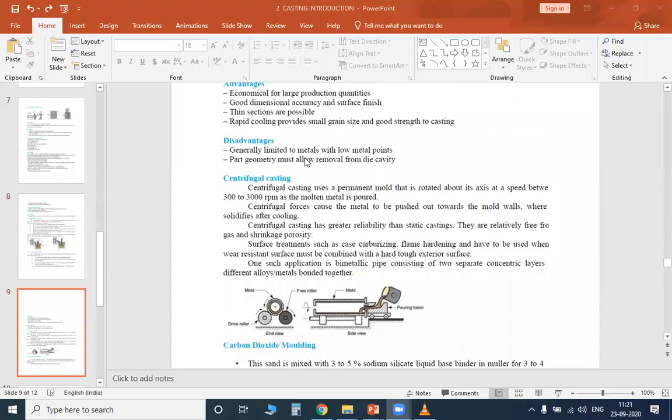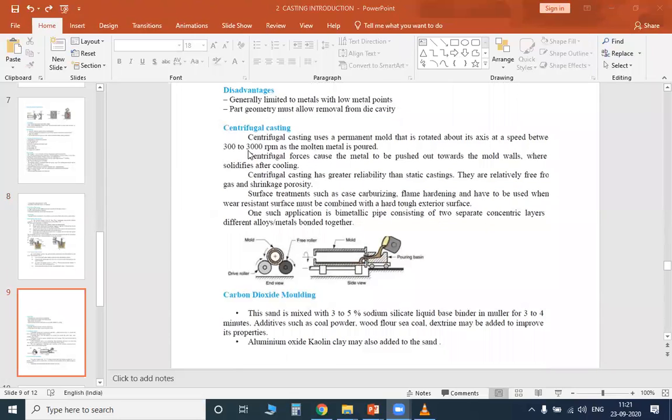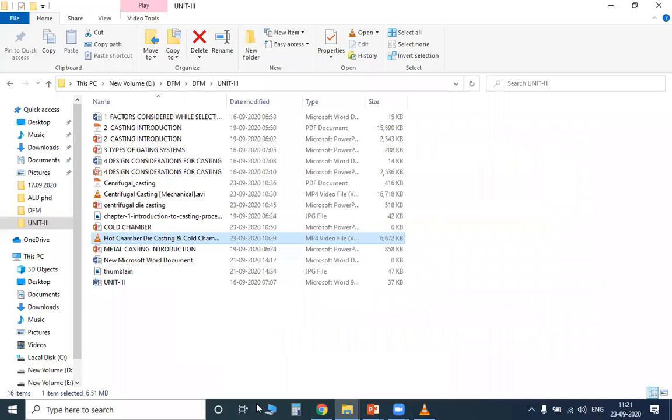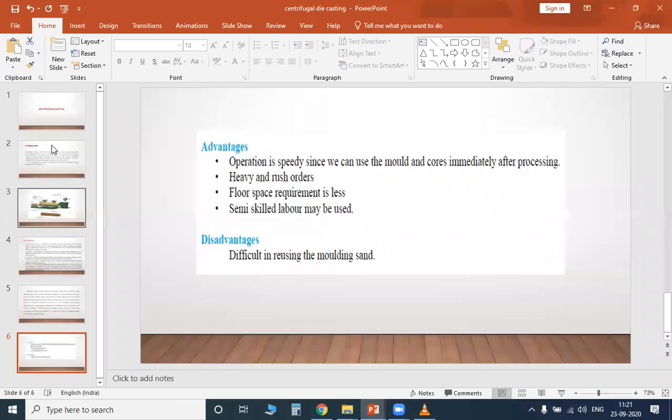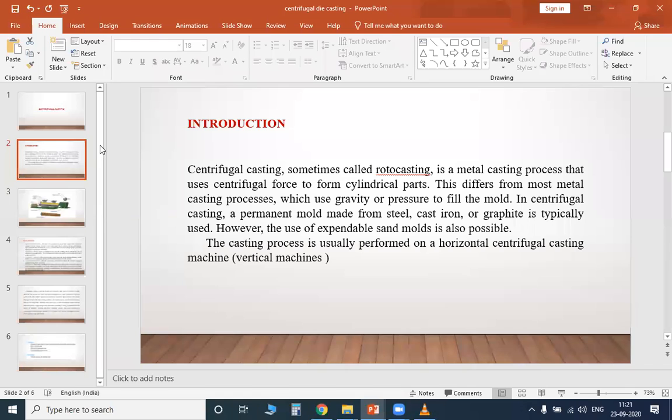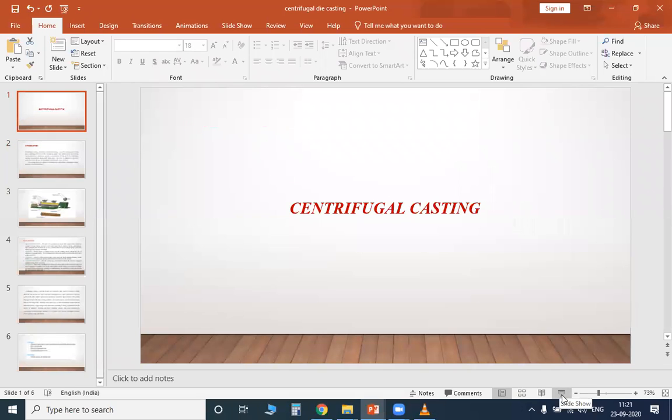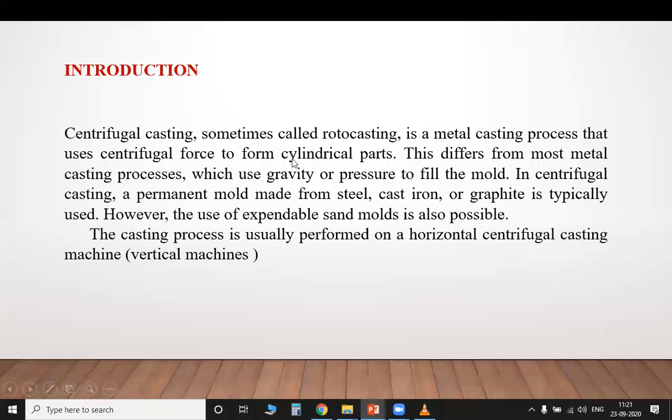Next, we will go over centrifugal casting. What is meant by centrifugal casting? Centrifugal casting is used to prepare hollow cylinders, mainly cylinders with a high length. Different types of materials can be used in centrifugal casting. Centrifugal casting is sometimes called roto casting.